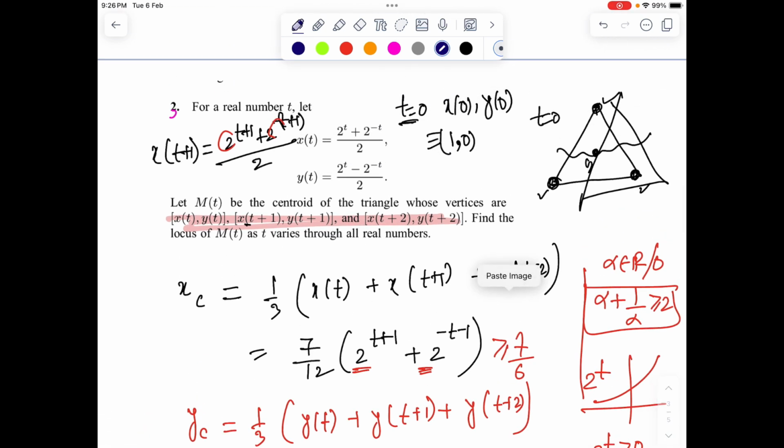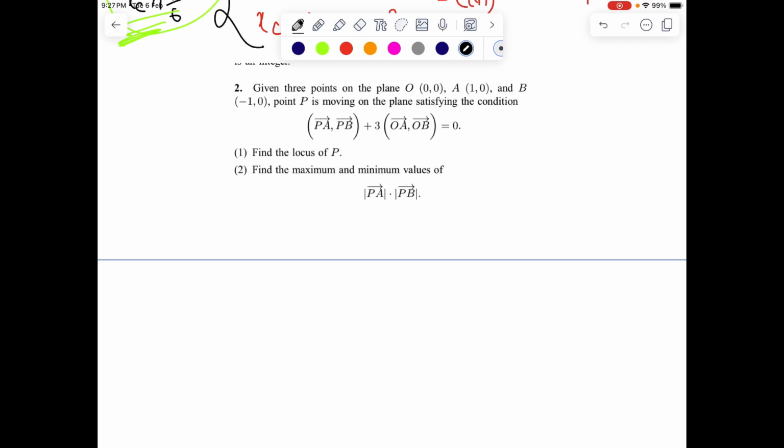So this was also a straightforward question, but nice at least for practicing calculations. Moreover, the statement of the question was very fanciful. Let's move to the next question, and this is nicely from the vector world. Given three points origin, A and B, the point P is moving on a plane satisfying PA dot PB, this is a dot product, plus 3 times OA dot OB equals 0. Find the locus of P and hence find the maximum value of magnitude of PA times magnitude of PB.